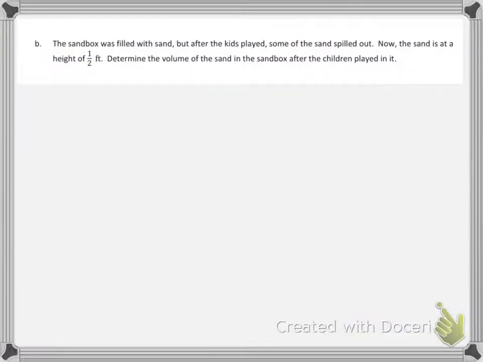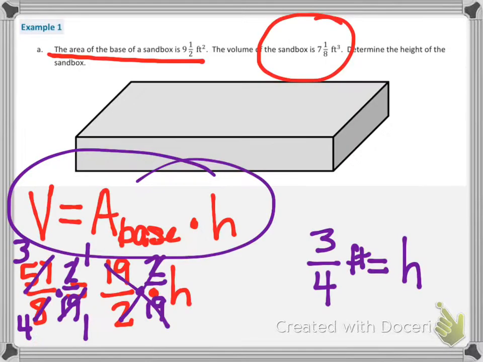That sandbox was filled with sand, but after the kids played, some of the sand spilled out. Now the sand is at a height of 1/2 foot. So a 1/2 foot instead of what we had determined, which was 3/4 of a foot. So this is going to be a little bit different now. We're going to take the area of the base, which was 19 halves.